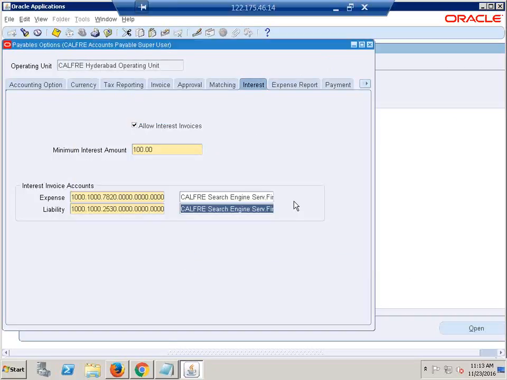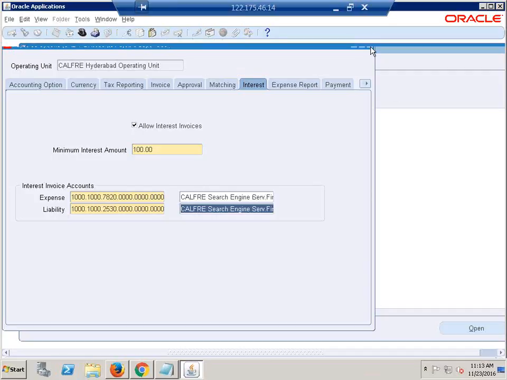So this is the setup we have to complete. In Payables Options, you have to complete this setup to implement interest calculation, and save it. Save and close. Okay, save and close. Now, what is the next setup?